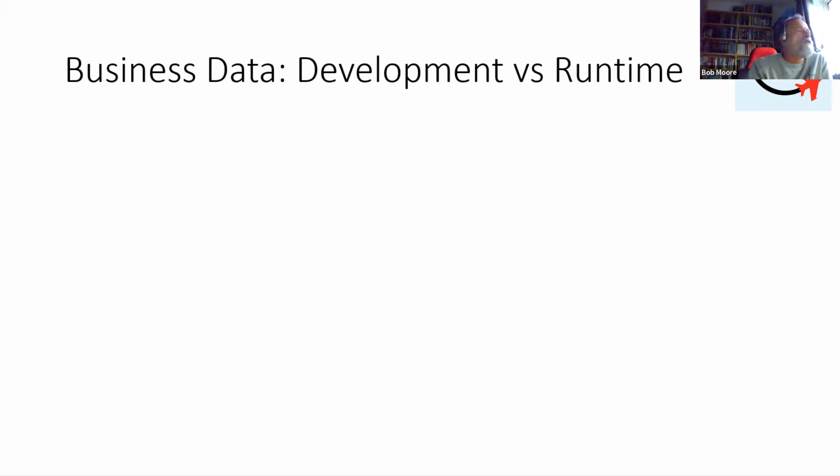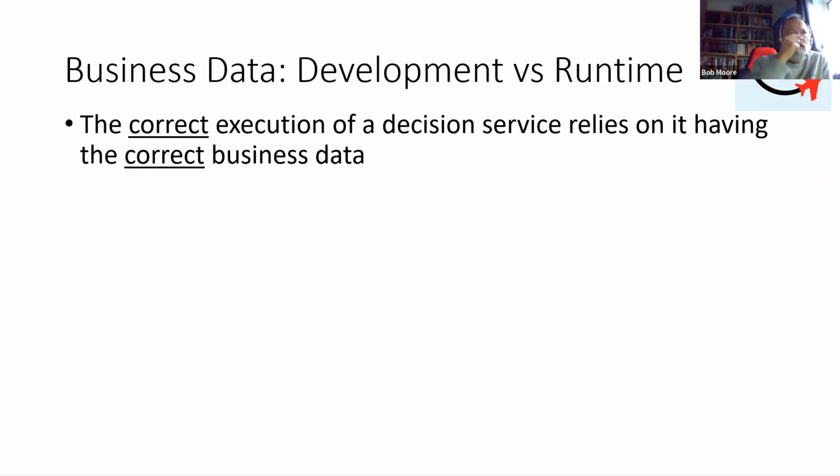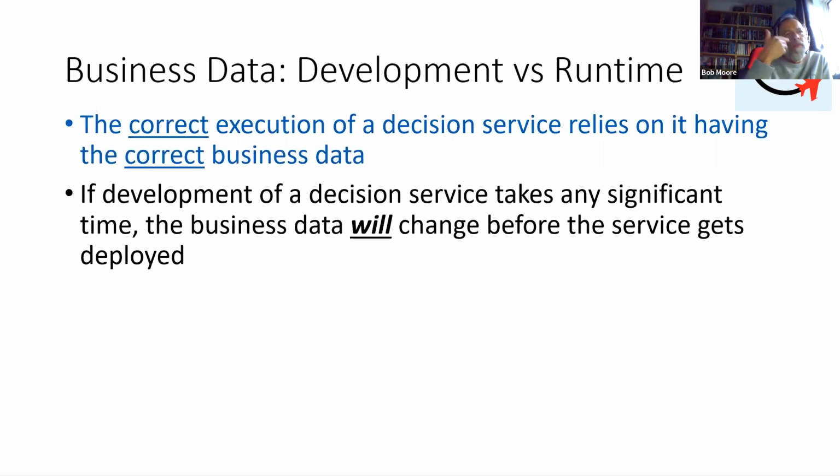A couple of little observations to make before we start talking about practical examples. Firstly, obviously, the correct execution of a decision service depends on having the correct business data. If you've got the wrong business data, you're going to make the wrong decisions. But if you think about the process of actually building a decision service from scratch, and sometimes even when you're going through the maintenance process, you can be reasonably sure that the business data that you had when you started the development process is not going to be the same as the business data when you get to the end, because business data evolves over time.